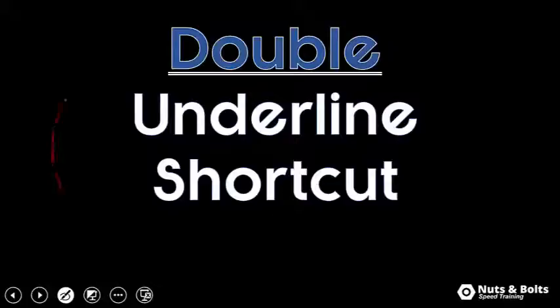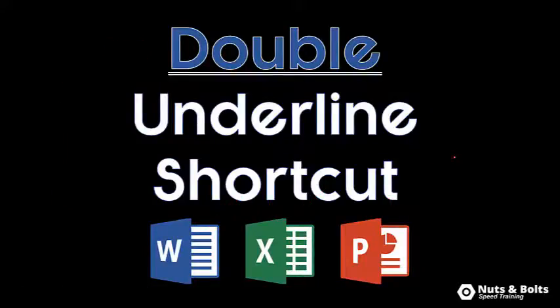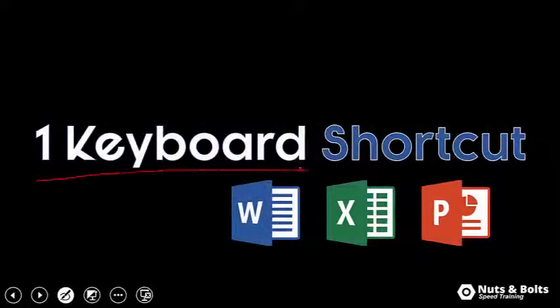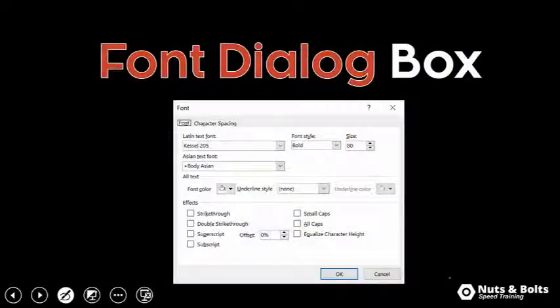Hey Speed Demons, here's a cool little speed training trick to give you the double underline shortcut that will work for you in Word, Excel, and PowerPoint. So one keyboard shortcut to get you at a bunch of different options, including the double underline, in all three programs. And all you need to do is get to the Font dialog box, which gives you a bunch of different options.